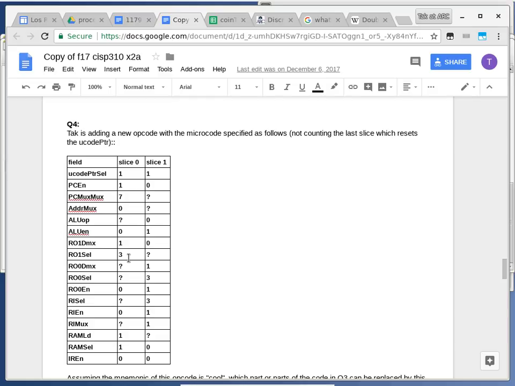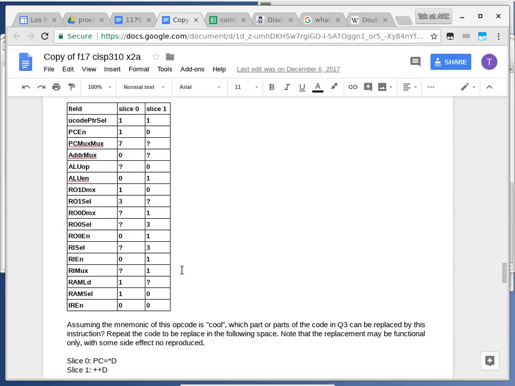And then the answer to the question for slice 0 is this one here. Slice 0 is just doing this: PC equals dereferencing register D. You can also write it out in words: D points to the location whose content is used to update the program counter. I just found that this is a whole lot easier to write.